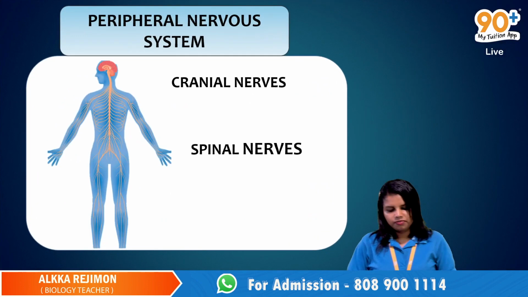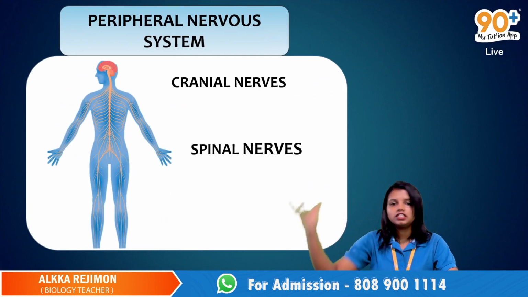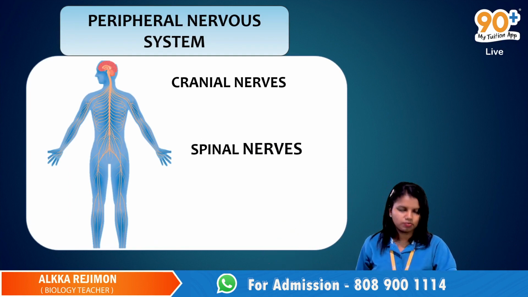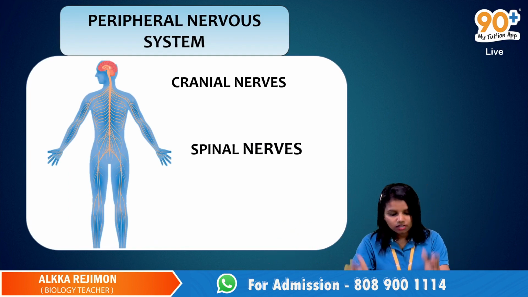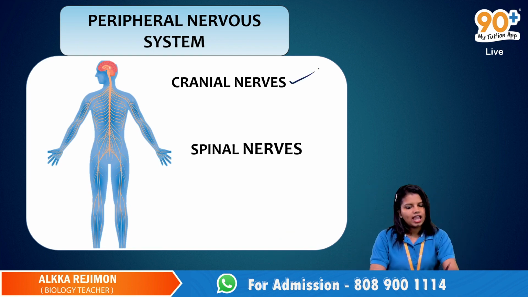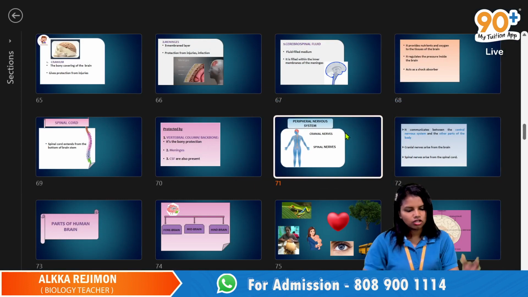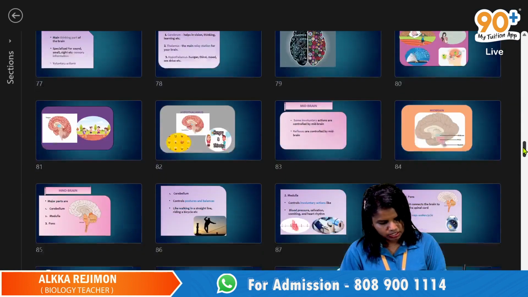And the peripheral nervous system, that is all the nerves, arises from the brain as well as the spinal cord, right? It is made up of the cranial nerves and the spinal nerves. Cranial nerves are the ones emerging from the brain, and then you have the spinal nerves. All these together constitute the peripheral nervous system. So that's pretty much about it.